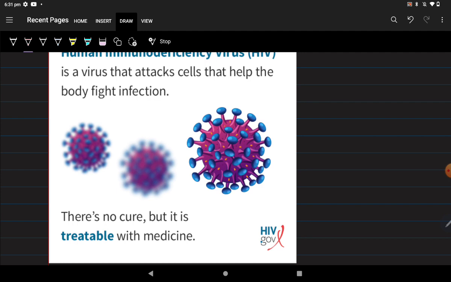HIV can be transmitted through activities such as unprotected sex, sharing needles, or from an infected mother to her baby during childbirth or breastfeeding. So, bodily fluids. Once inside the body, HIV gradually weakens the immune system, making it difficult for our body to fight off other infections and diseases. If not properly managed with medications, HIV infection can progress to a condition called acquired immunodeficiency syndrome, otherwise known as AIDS.